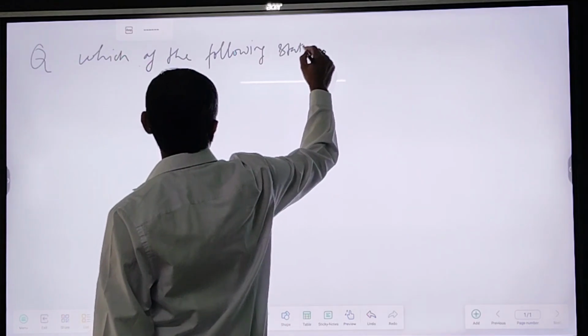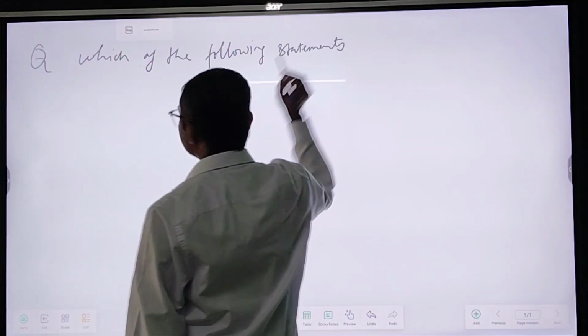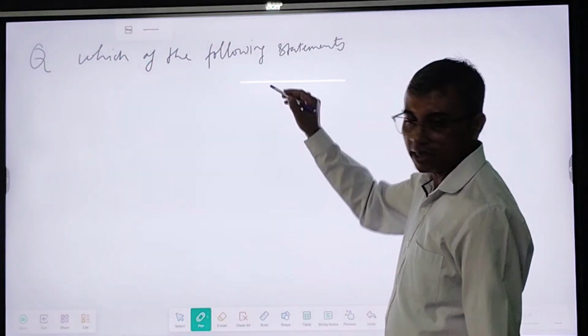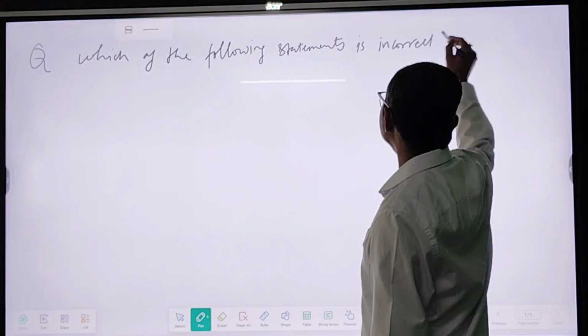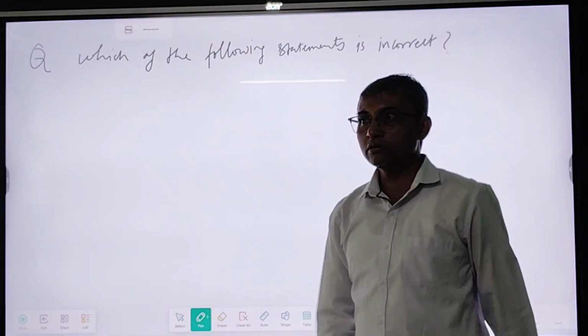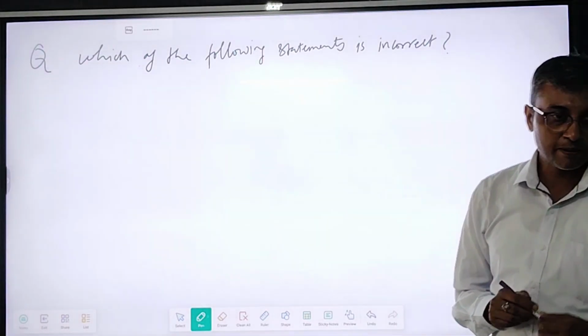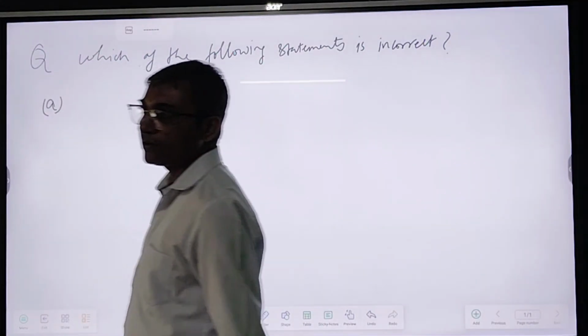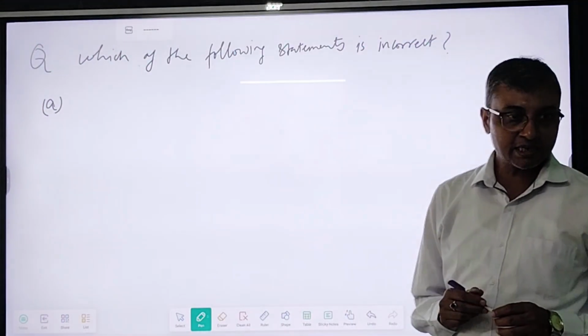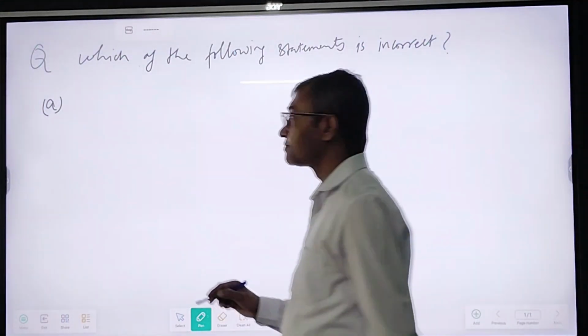The statement is incorrect. So let us see the first statement. This first statement is saying that yeast have filamentous bodies.